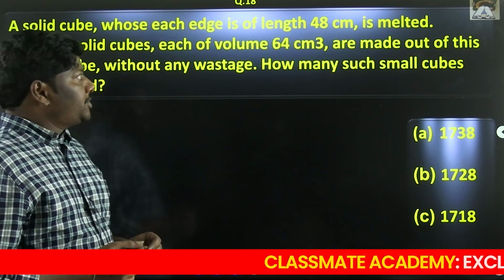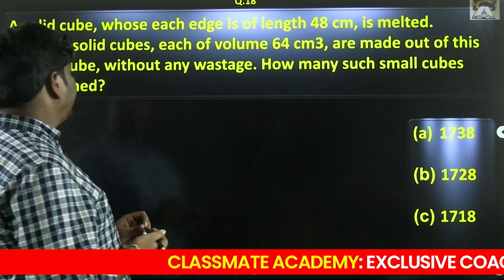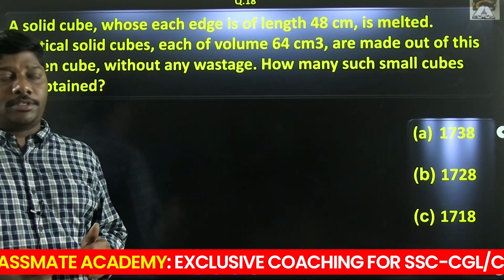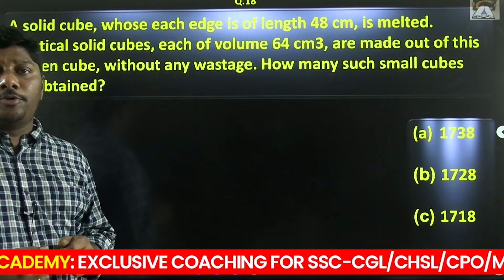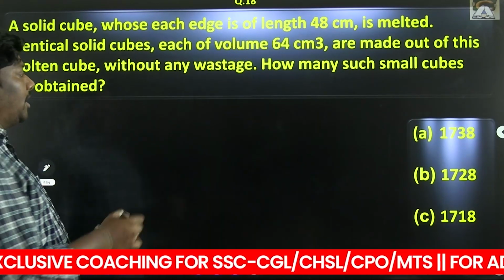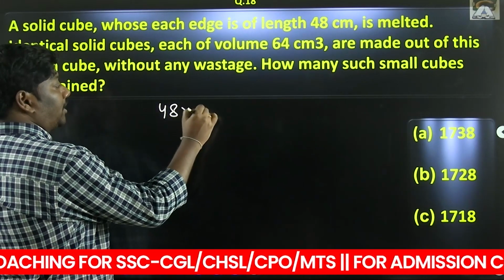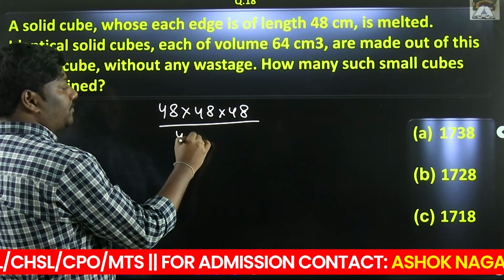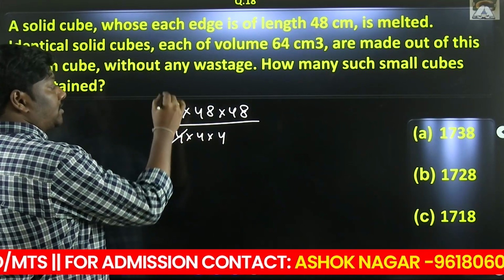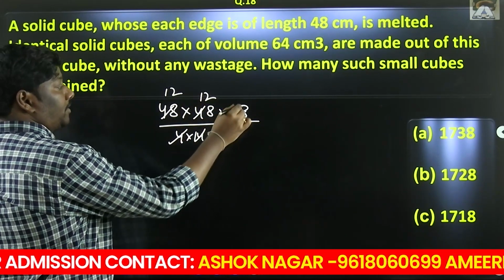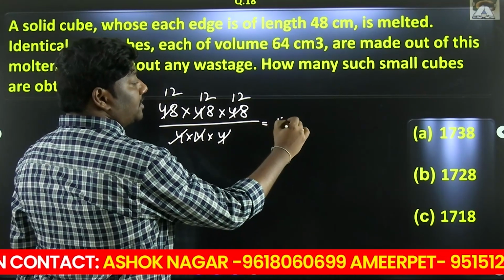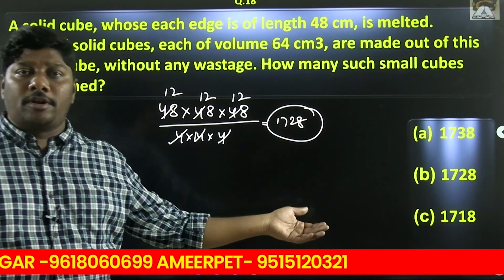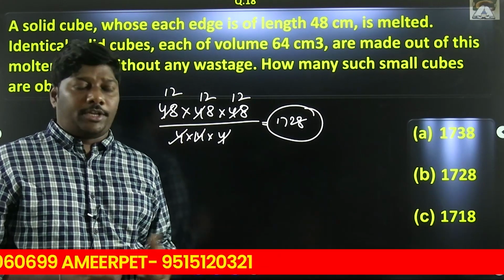A solid cube whose each edge is of length 48 centimeter is melted. Identical solid cubes, each of volume 64, are formed. He is asking how many smaller cubes there are. First you find the volume of the larger cube, that is 48 into 48 into 48. The volume of the smaller cube is 64. 64 you can write as 4 into 4 into 4. It will be easy for us, like 12, 12, 12. So 12 cube means how much? 1728 smaller cubes you can form. Take the volume of the larger cube by the volume of the smaller cube, and you will get the number of smaller cubes.